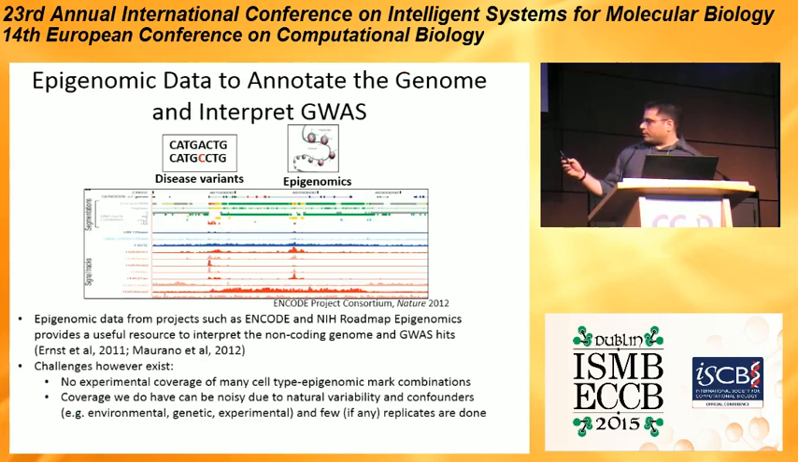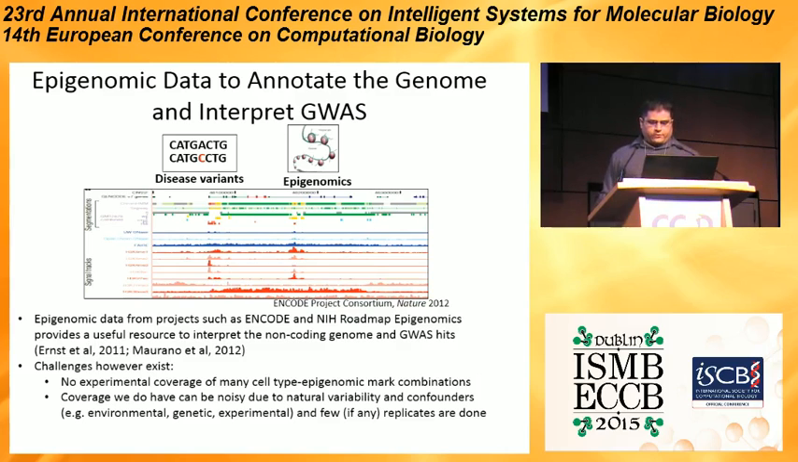To motivate this work, there's been growing interest in using epigenomic data to annotate the genome, in particular the vast non-coding parts of the genome. The reason is that genome-wide association studies are continuing to implicate large numbers of disease-associated variants falling into these non-coding regions. And epigenomic data has been shown to be able, in some cases, to identify biologically relevant cell types and to identify putative regulatory elements that might be associated with some of the disease variants.